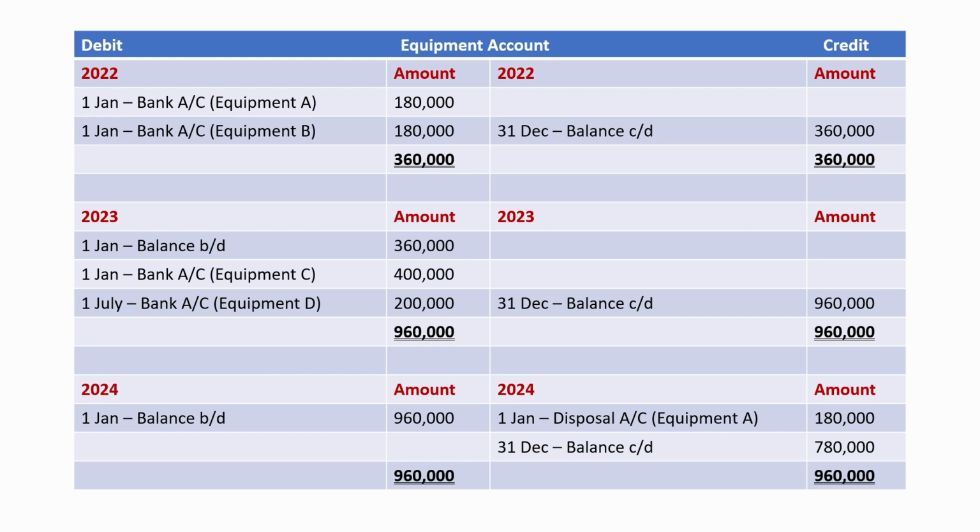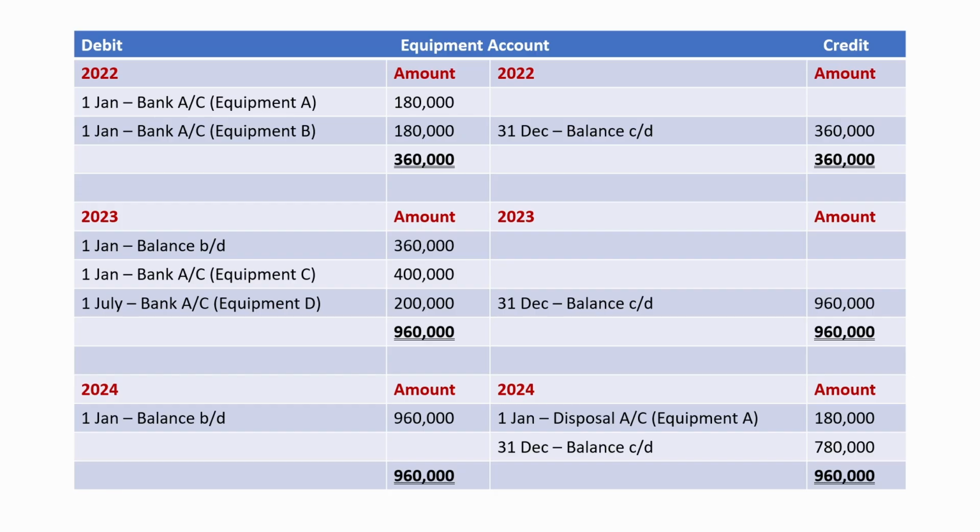So again, before you look at the transactions for the year 2024, start by bringing forward the balance from the previous year. So the previous year is 2023, the balance carried down was 960. Bring it to the year 2024 on the opposite side, and it will be at the year beginning, 1st January. Balance brought down 960,000. So once you have recorded the balance, now look at the transactions that took place in the year 2024.